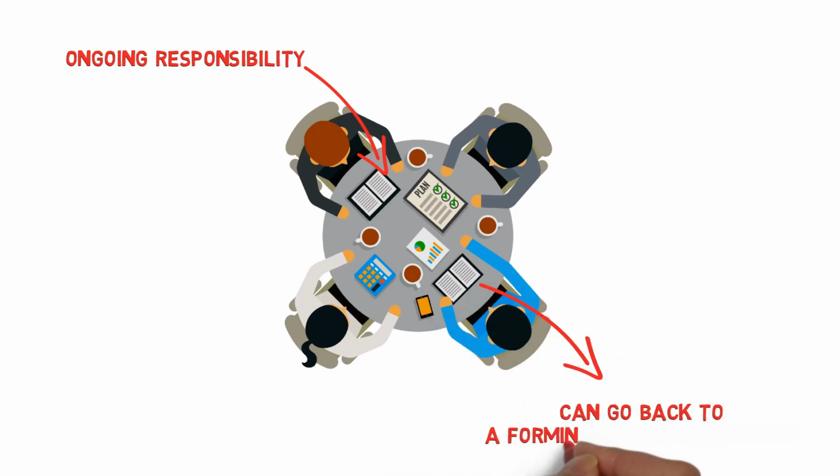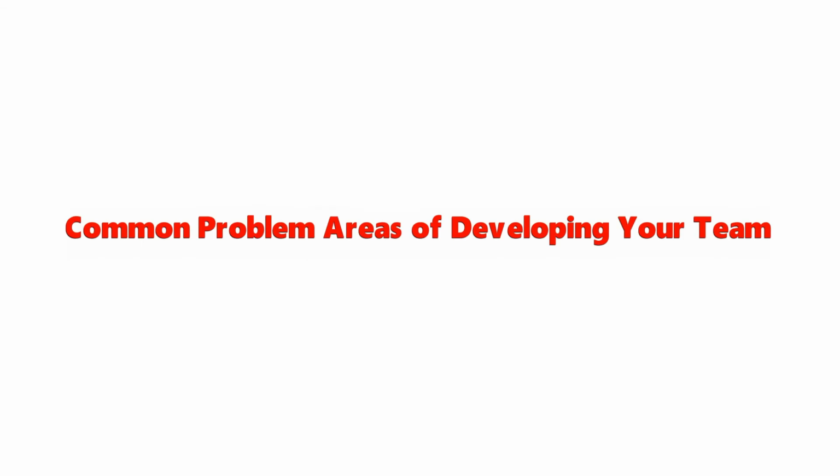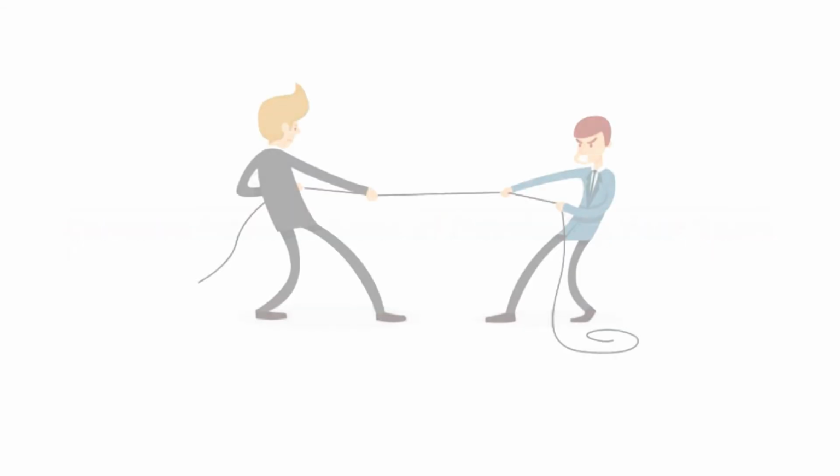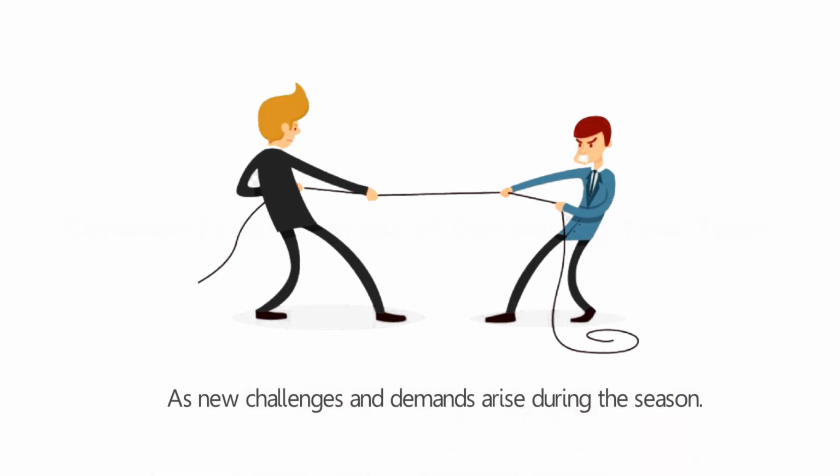If the team is a standing committee with ongoing responsibility, members may be replaced by new people, and the team can go back to a forming or storming stage, and repeat the development process. Common problem areas of developing your team. Teams can go back and forth between these stages, especially as new challenges and demands arise during the season.